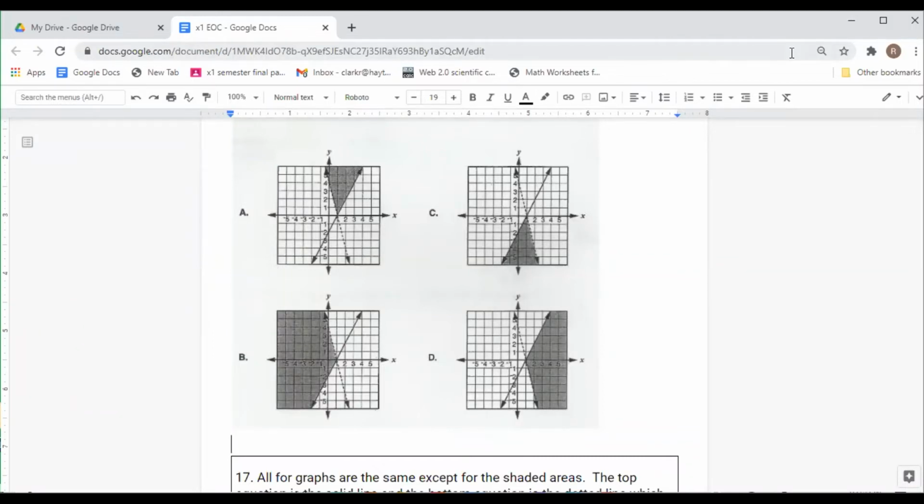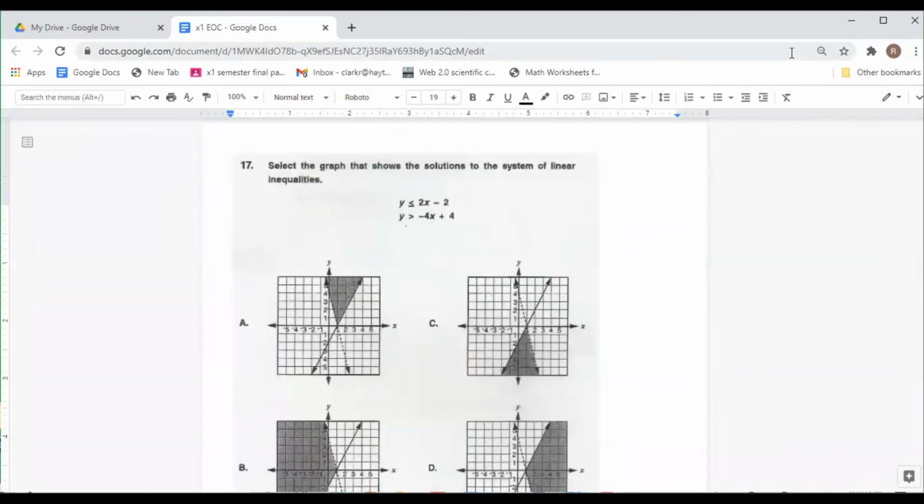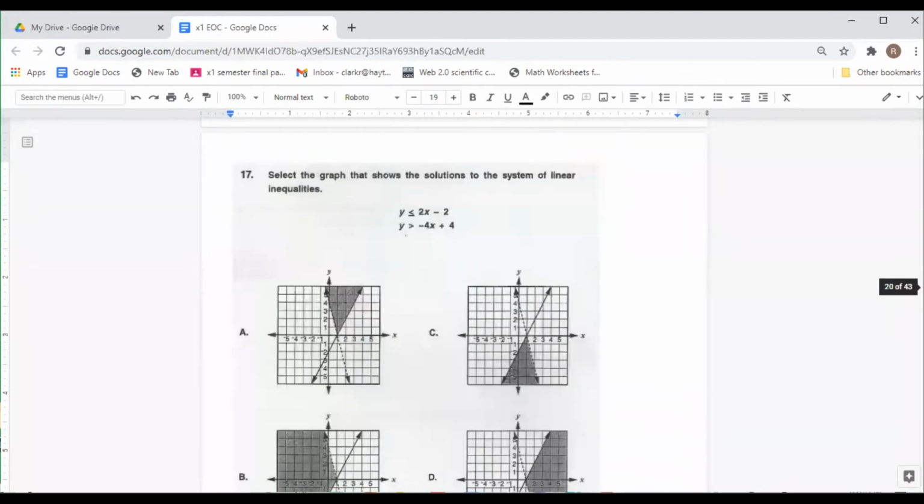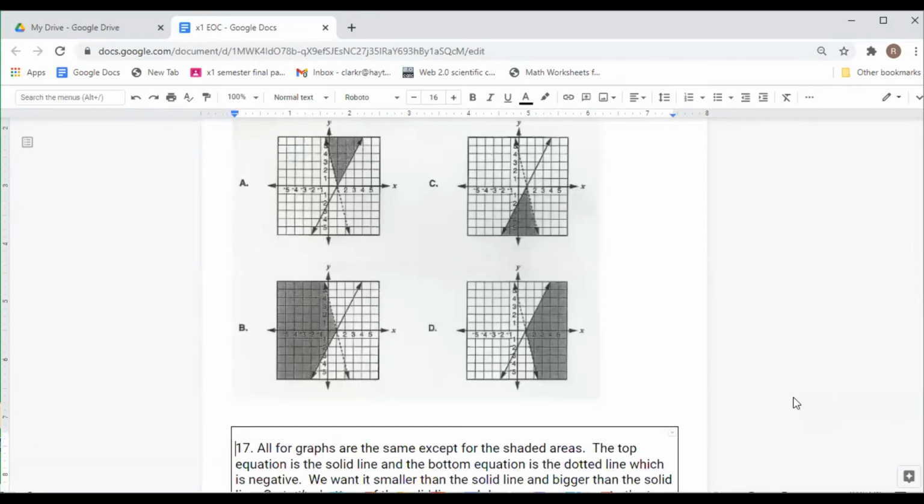or below. Let's get that equation back. There we go. Now I have the equation back. Y has to be below the solid line. And it has to be greater than the dotted line. So what we're looking at is it's got to be greater than the dotted line. It's got to be above, not below, the solid line.